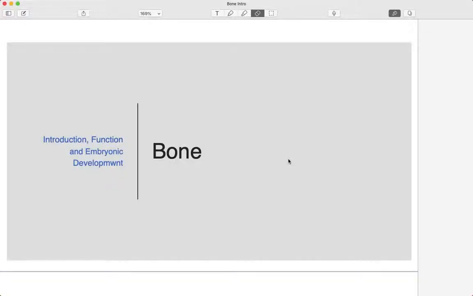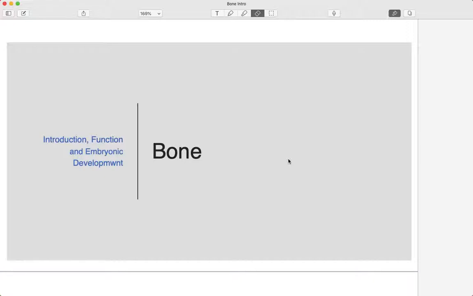Today we're going to talk about bones. In the last lecture we talked about cartilages, right? And we mentioned achondroplasia, a condition, a genetic disorder we often call that, right?